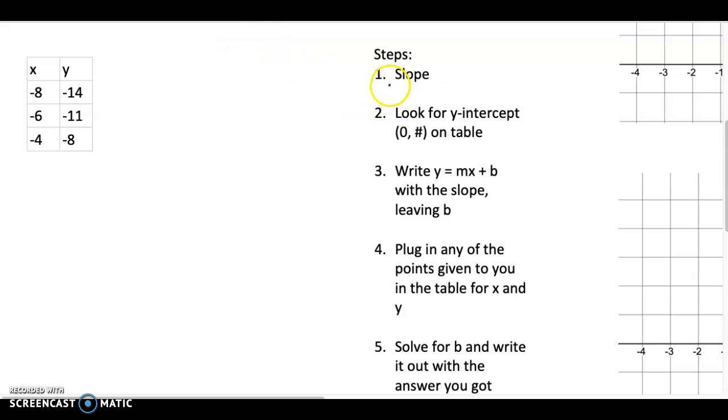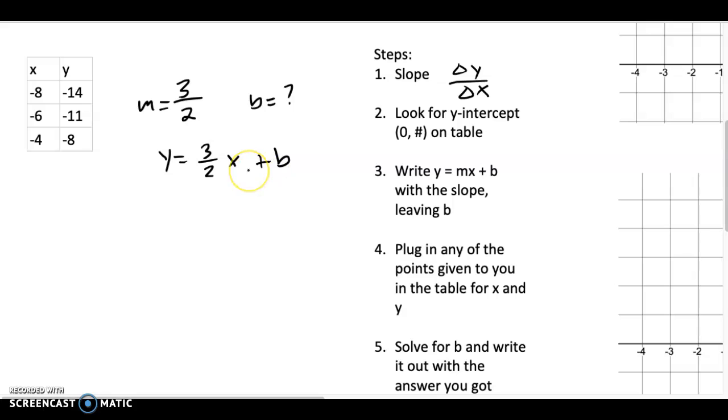So we still do the same thing first. We find the slope, which is our delta y over our delta x. So the y is going from negative 14 to negative 11. That's plus 3. And then my x is going from negative 8 to negative 6. That's plus 2. So that's my slope, 3 over 2. And then we don't know what our b is. So step two, we look, there's nothing there. So then we're going to write out our y equals mx plus b with the slope, leaving b as b. So I have y equals 3 over 2 x plus b.